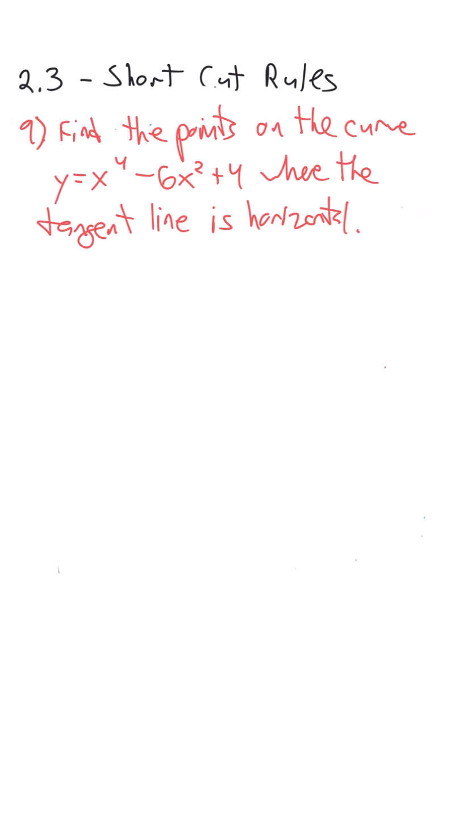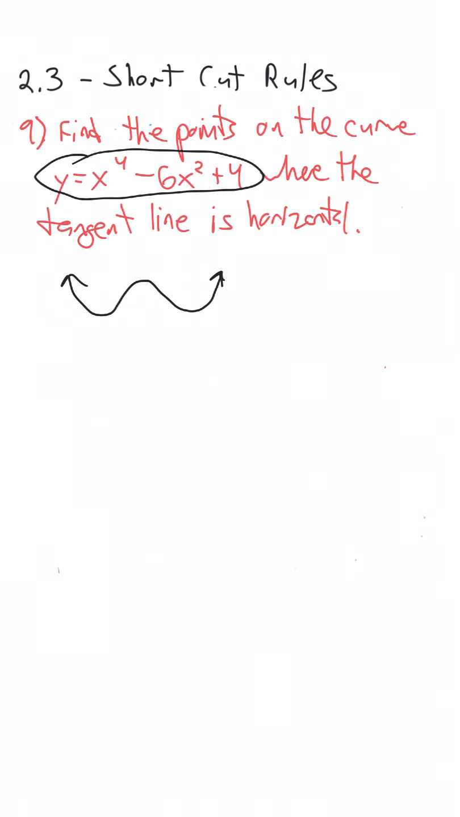You can also use these shortcut rules within problems with context, more interesting problems. For example, this one, number 9. Find the points on the curve y equals x to the fourth minus 6x squared plus 4, where the tangent line is horizontal. Let's make sure we know we're doing this problem. You know this thing here is a quartic polynomial, so it's probably going to look something like this, right?